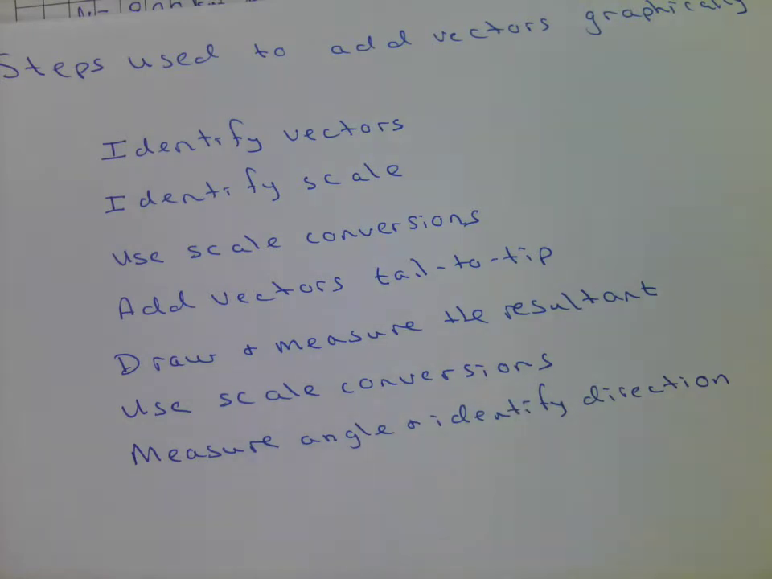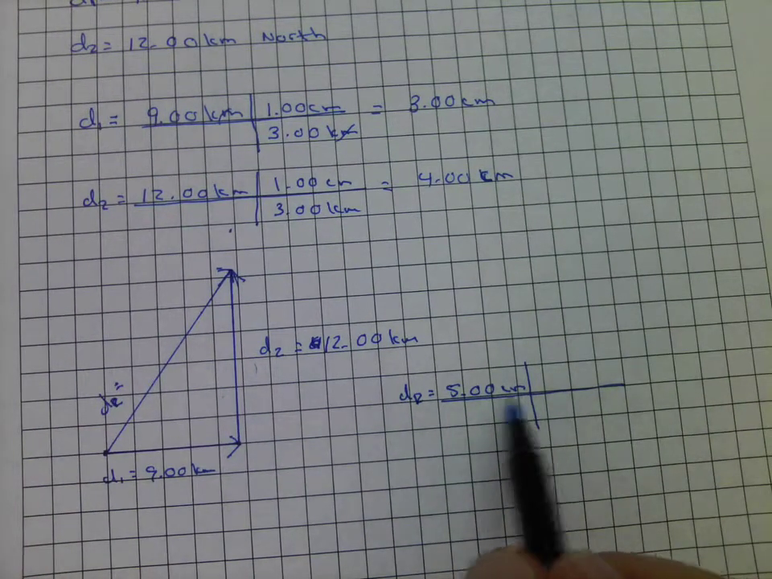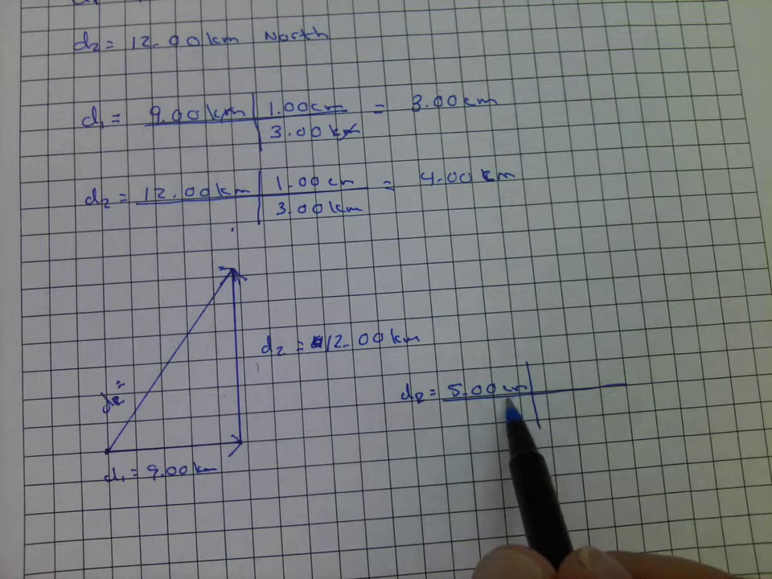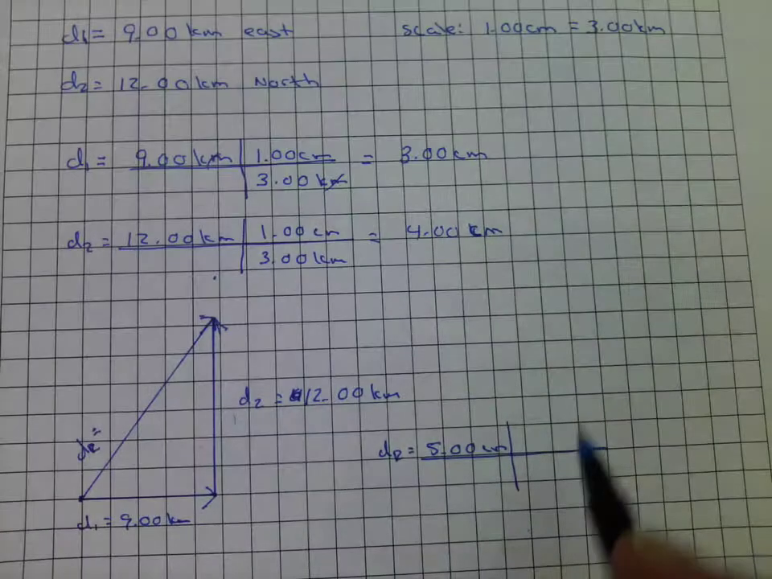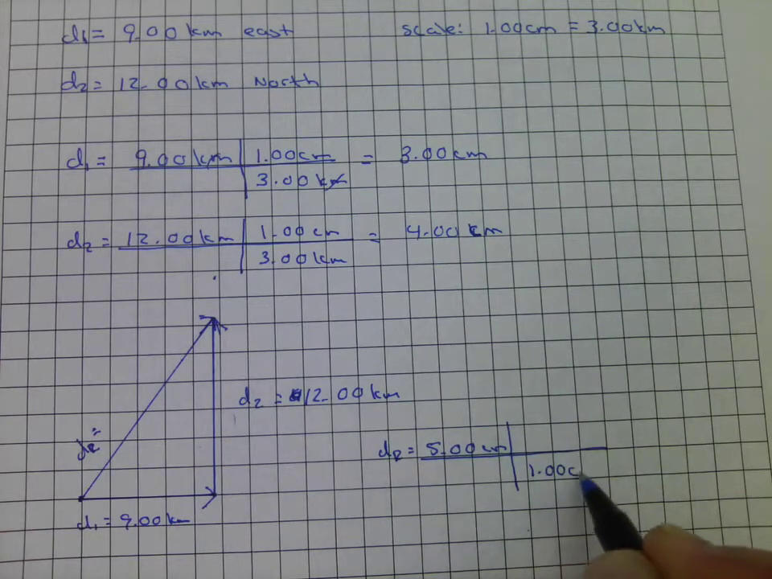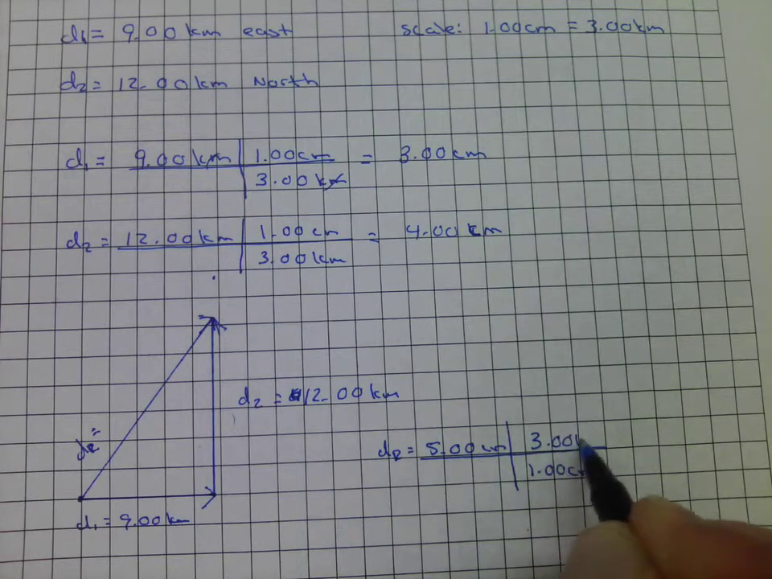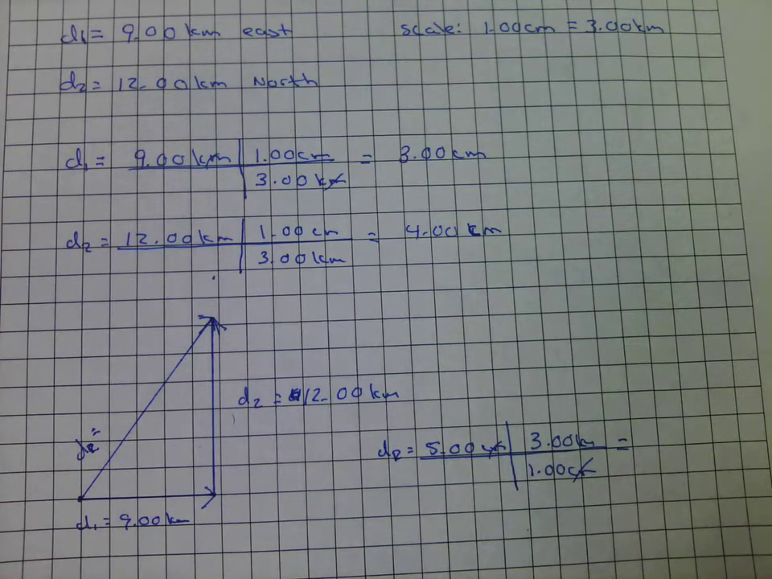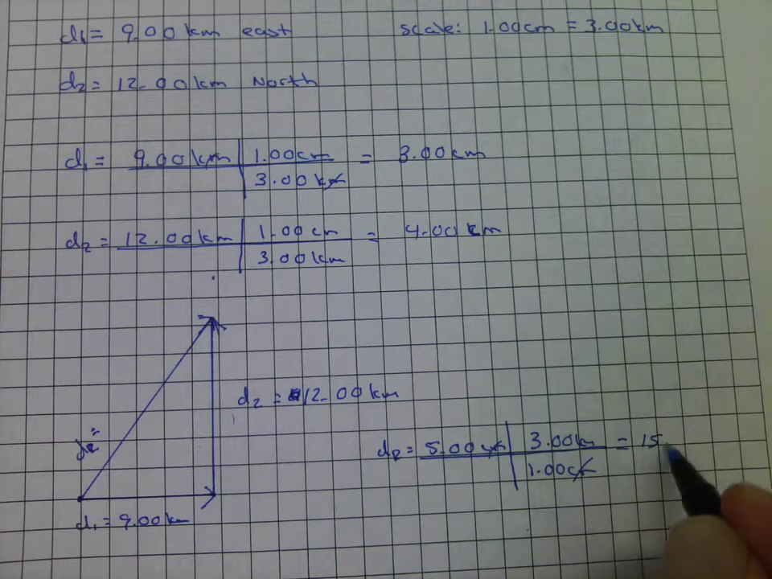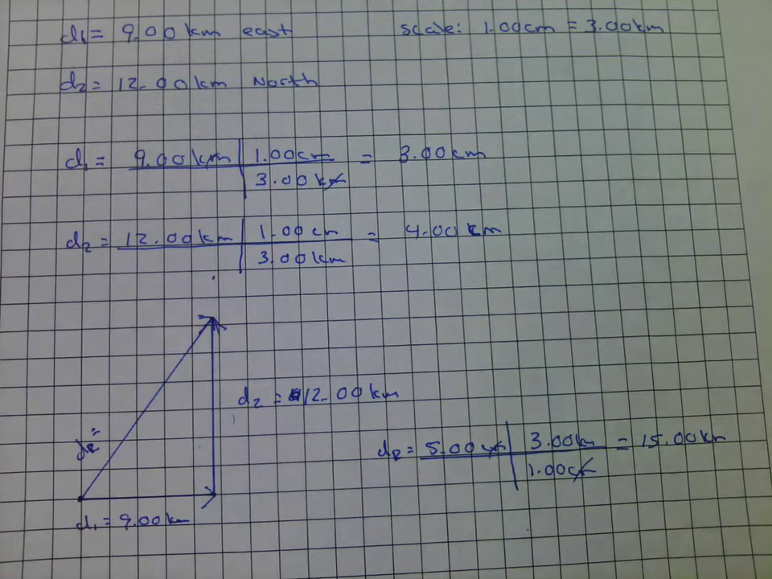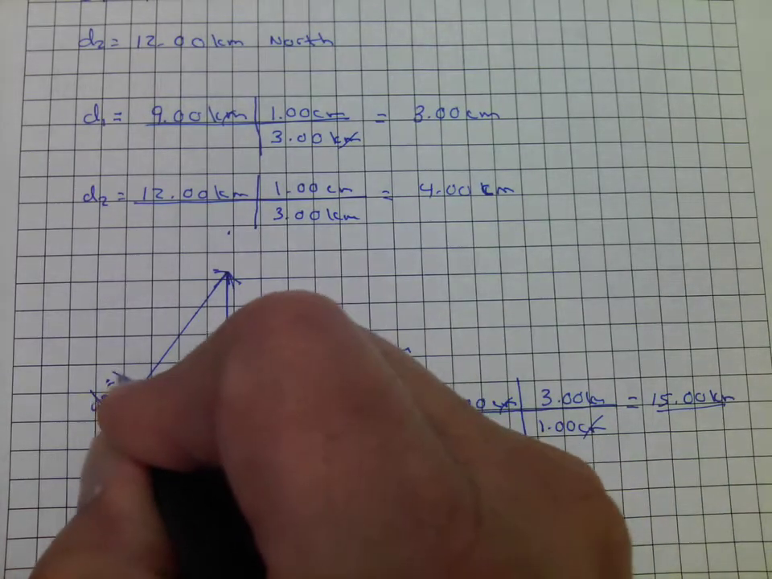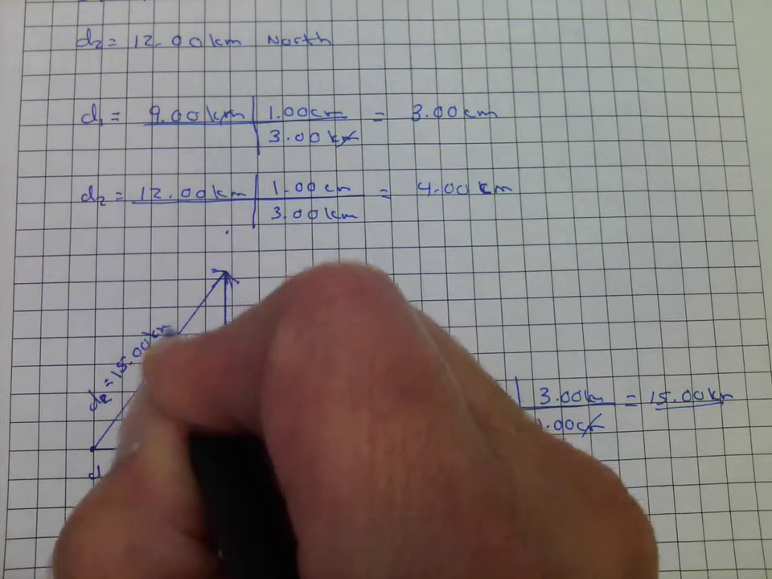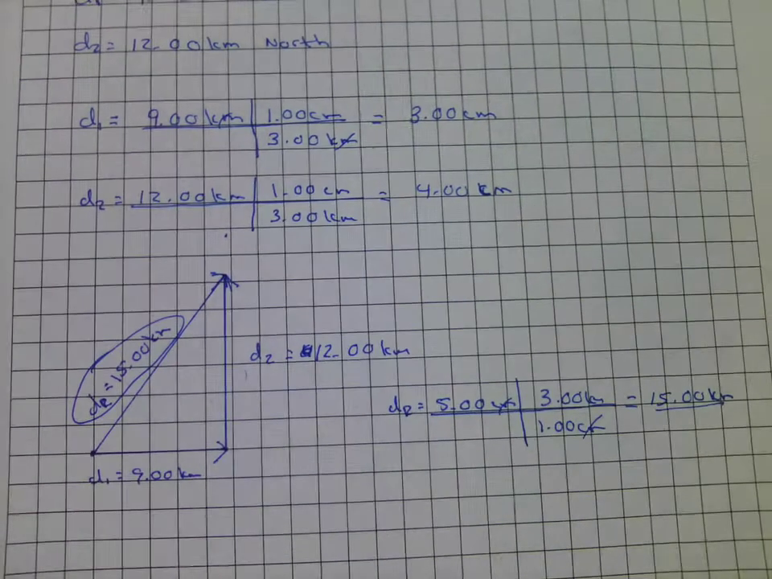I'm now using my scale conversions to convert the scale distance to the actual distance. So now I want to cancel out centimeters. Again, my scale is 1 centimeter equals 3 kilometers. I want my centimeters to cancel, so I'm going to put 1.00 centimeters on the bottom, 3.00 kilometers on top. The centimeters cancel, and I should get 15.00 kilometers for my resultant vector. That's the magnitude. So I can put over here my resultant is 15.00 kilometers. That's part of my solution, only part of it.